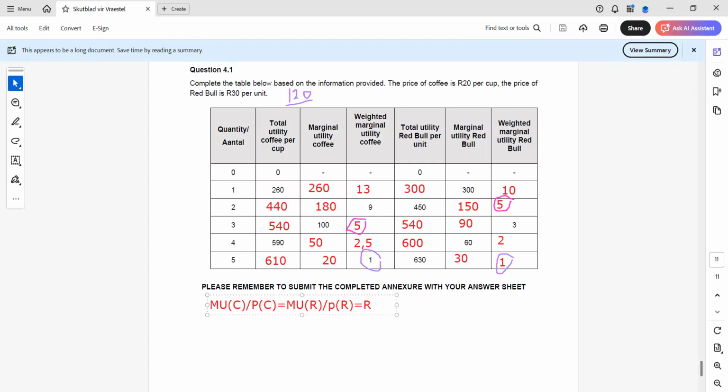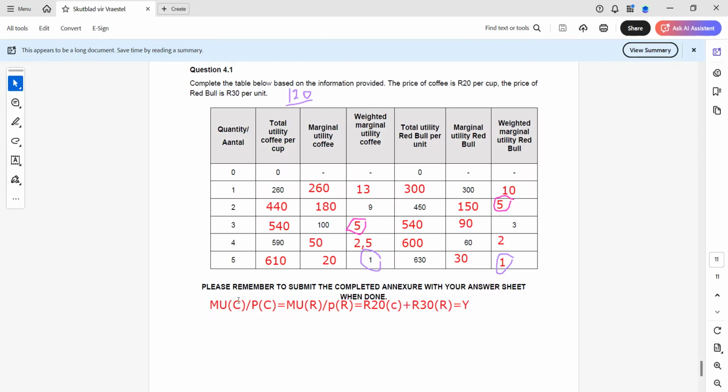So the coffee is what? It is 20 rand. And then 20 rand C, plus R, 30 rand for Red Bull, 30 rand R, which is also equal to what? To income, Y for income. So this is the second condition.